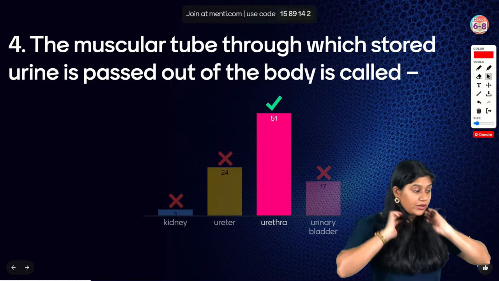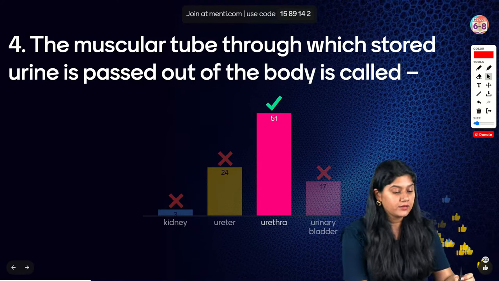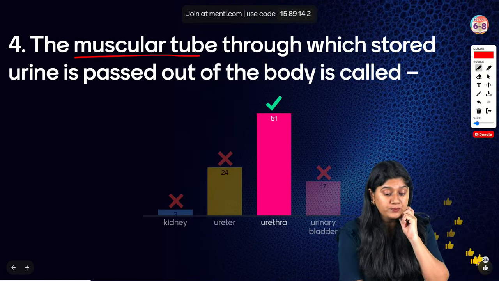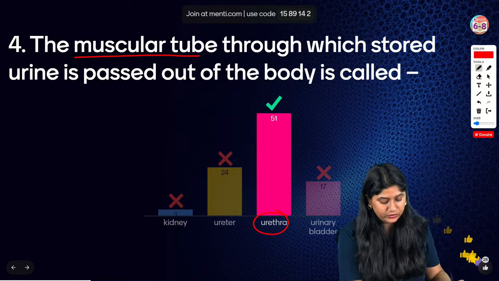Yes, very good, everyone. 51 of you have voted for the correct answer. And the correct answer over here is urethra. So we know that there's a muscular tube, right, that actually allows the passing of the urine through it. And that is the urethra.